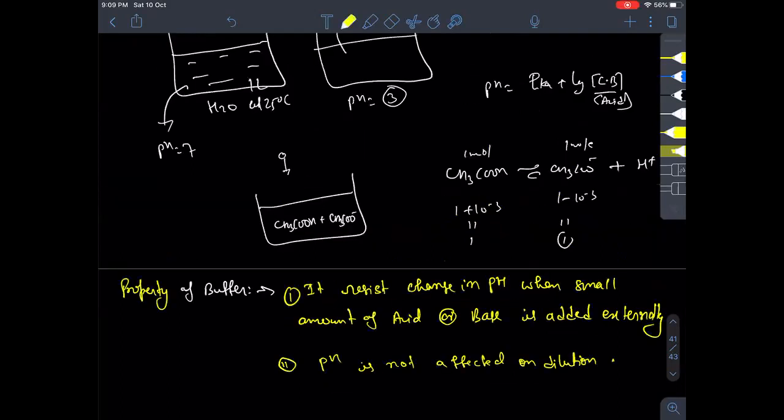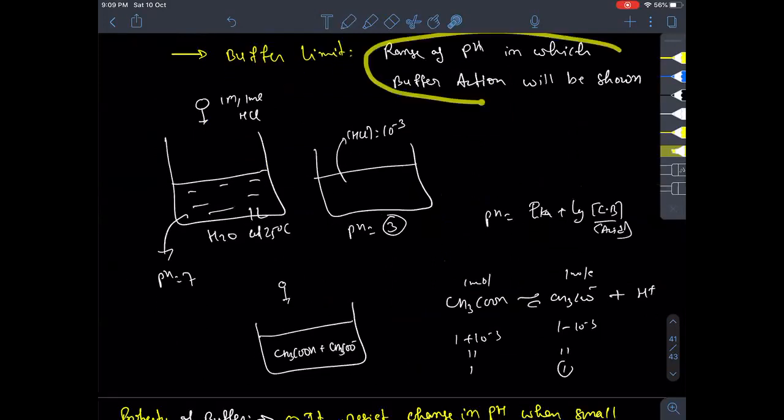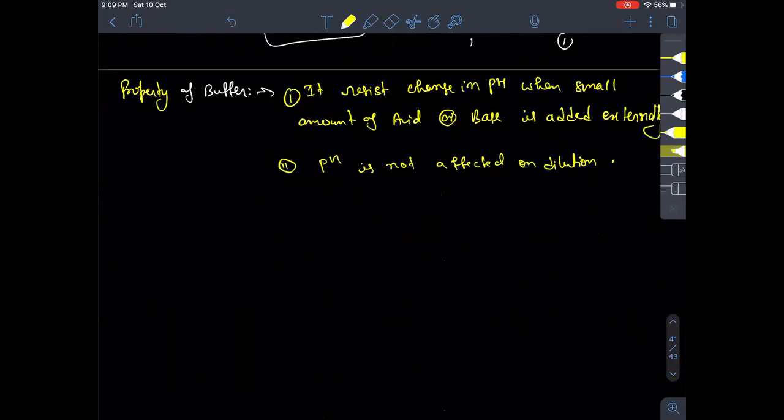So now what is the meaning of buffer limit? Again, coming to this point, what is buffer limit? It is a range of pH. You already know that pH is calculated by pKa plus log of conjugate base upon acid.